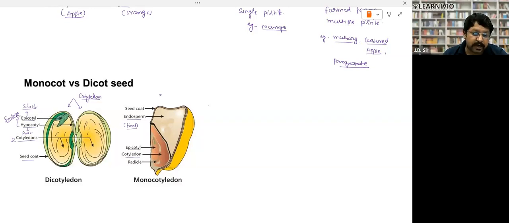Again here the epicotyl is there, the radicle is there, the hypocotyl, right? The root develops from the radicle, and the shoot develops from the epicotyl. There is one cotyledon, so this is called monocot, right? Mono means single. And let me tell you the parts of the embryo. So look, the embryo is this one.